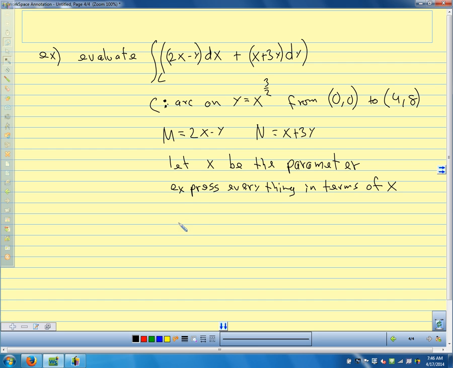So we need to express dy in terms of dx, in terms of x. So take the derivative here. dy is 3/2 x to the 1/2 dx. And x is varying from 0 to 4. So now I'm just going to plug all of that stuff into these expressions, and I'll have just an integral in terms of x.